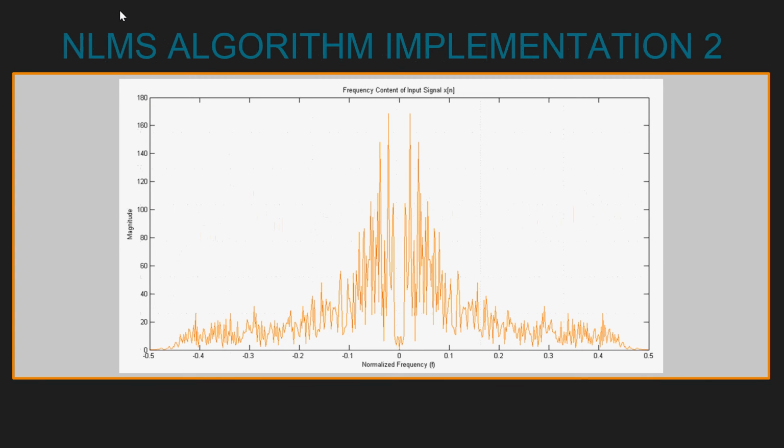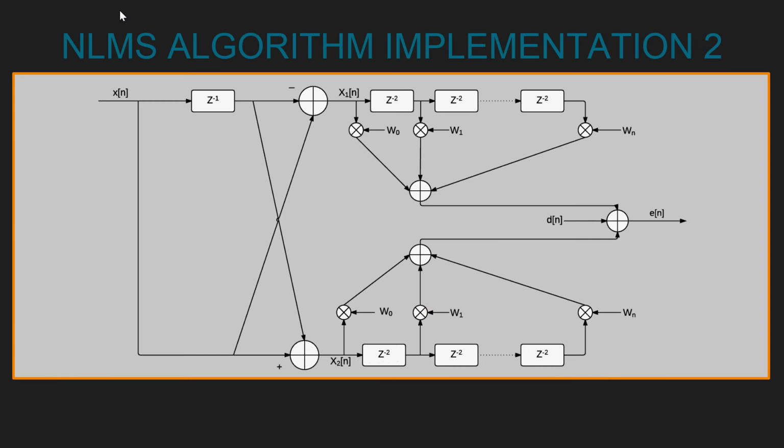So for the second implementation of the NLMS algorithm, we focus on the spectral content of the input signal. As you can see, most speech signals have a concentration of frequency content at low frequency. So we can take advantage of this fact by splitting up the work of the NLMS algorithm into high frequency components and low frequency components. This is done by the following block diagram.